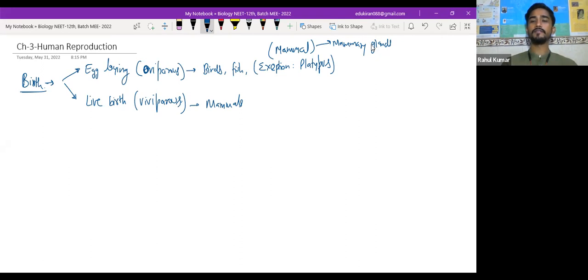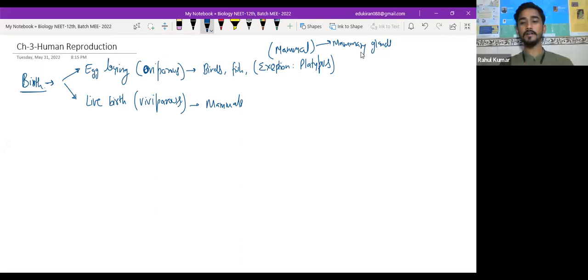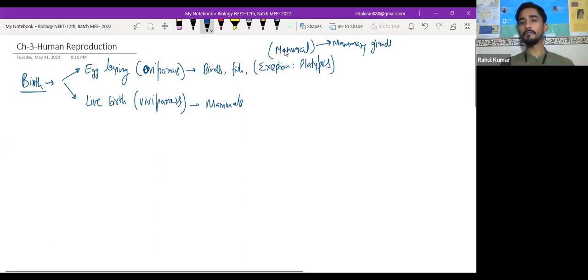mammals which live underwater, any underwater mammal you know of? Whale. Yes. Does a whale have hair on its body? No. But does it have mammary glands? Yes. Okay, so the word mammals comes from mammary gland. So all mammals without failure, without an exception, will have mammary glands.